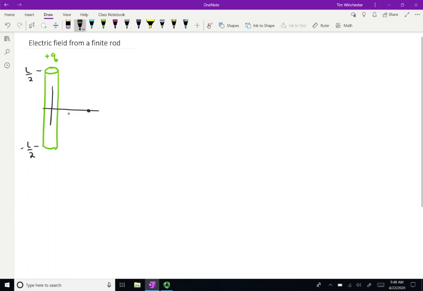Okay, so this distance is x. And I want to consider some specific piece of the rod. Okay, so I'm going to draw an element of the rod like this. Okay, and that rod element is going to be at position y. So this length is y. And the thickness of that is going to be dy.